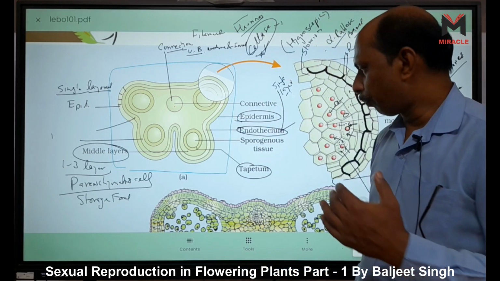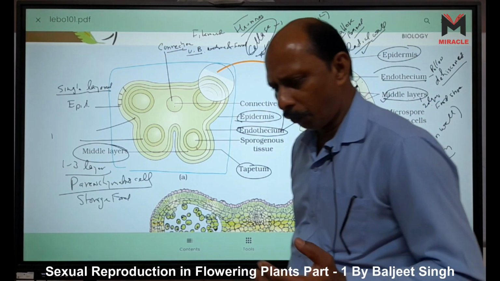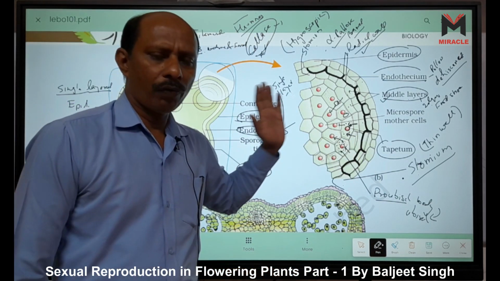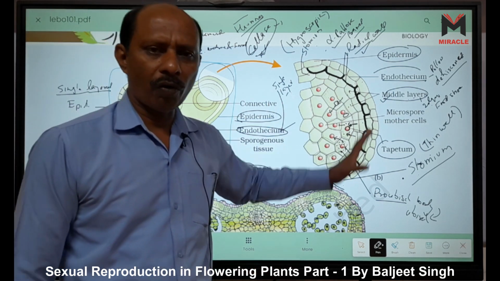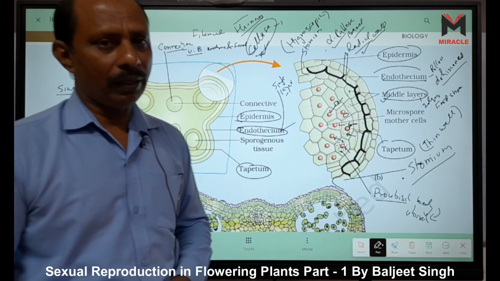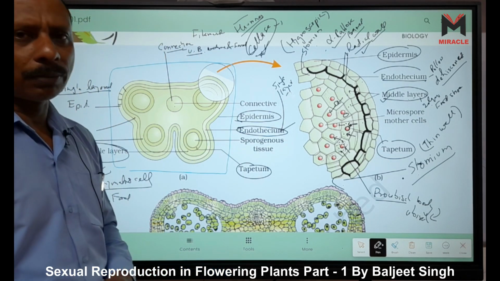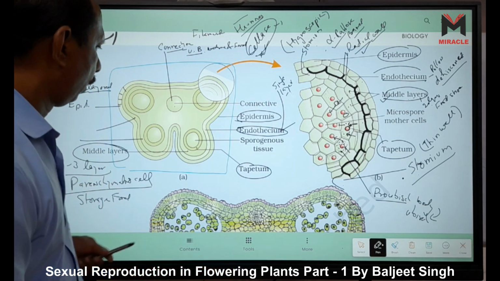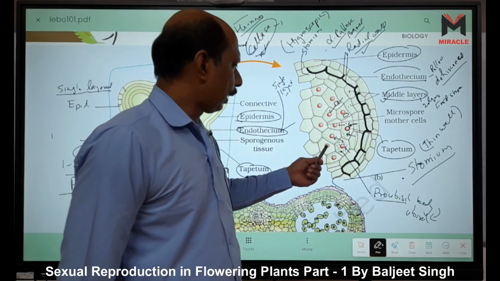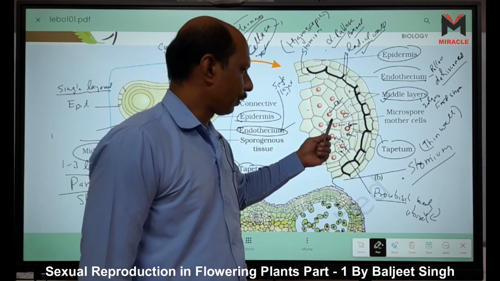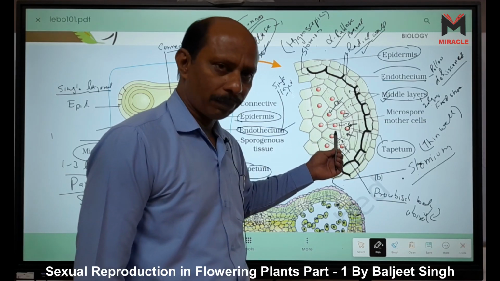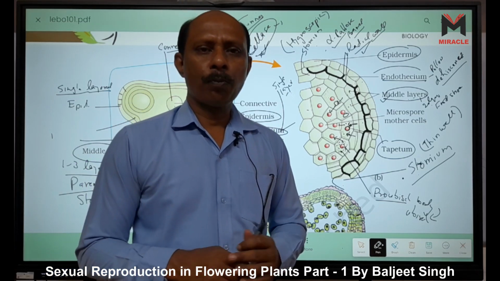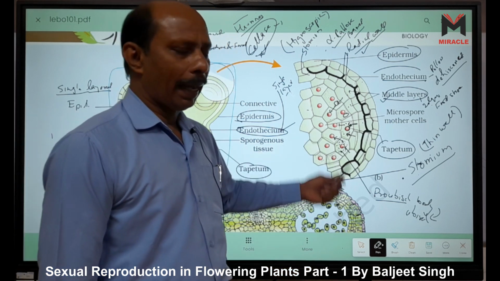So production of sporopollenin, production of Ubisch bodies, hormones, enzymes, and also nourishment of sporogenous tissue, these are the functions of tapetum. That's why tapetum is very important, and it contains dense protoplasm and also more than one nucleus. Now these are sporogenous tissue. Each cell in the sporogenous tissue acts as a spore mother cell.